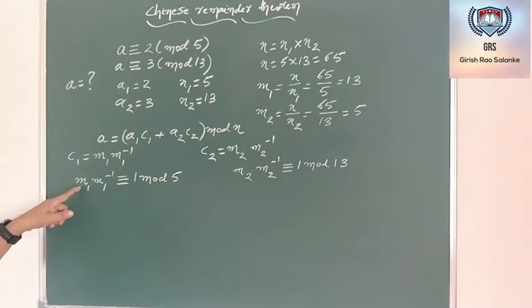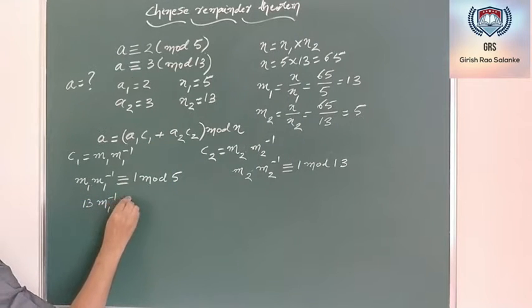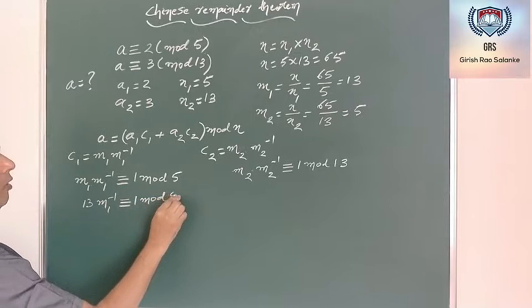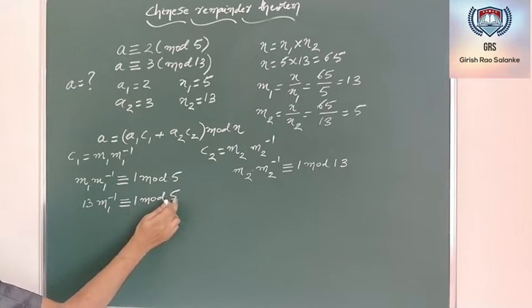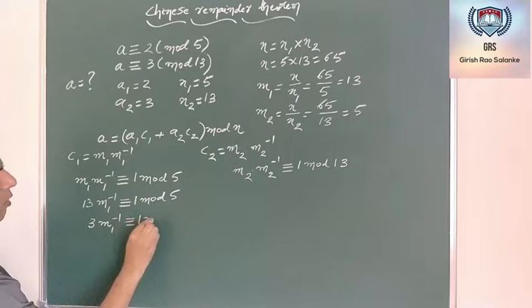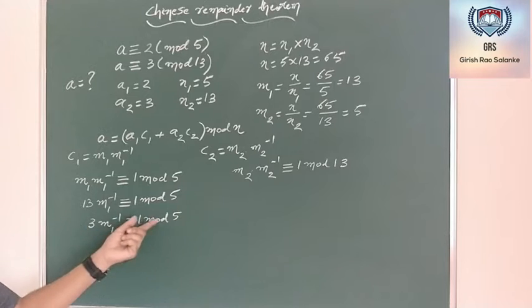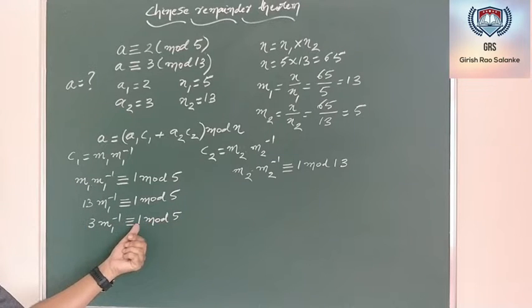Do I know the value of M here? M1 is 13. So 13 into M1 inverse is equal to 1 mod 5. If I divide 13 by 5, I get the remainder as 3. So I can write this as 3 M1 inverse congruent to 1 mod 5. Now, how to find the value of M1 inverse? This M1 inverse should be an integer value such that when multiplied by 3 and a mod operation with 5 is performed, I should get the remainder as 1.